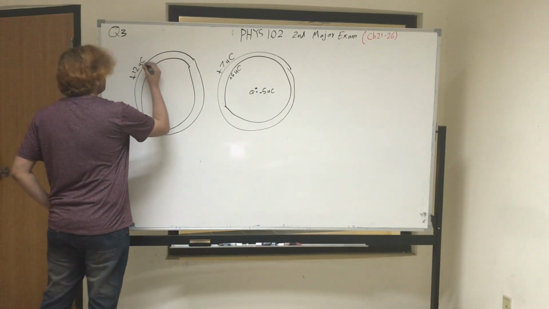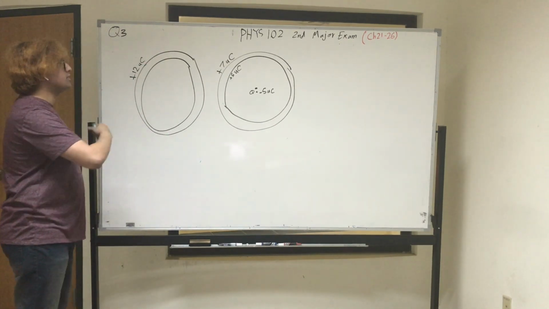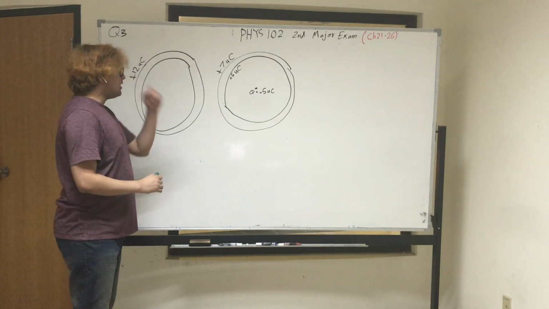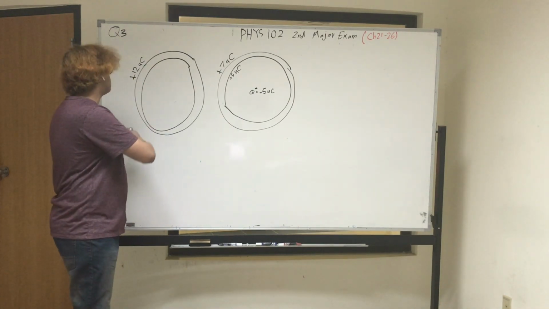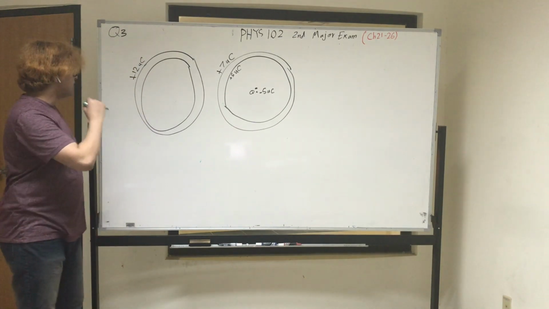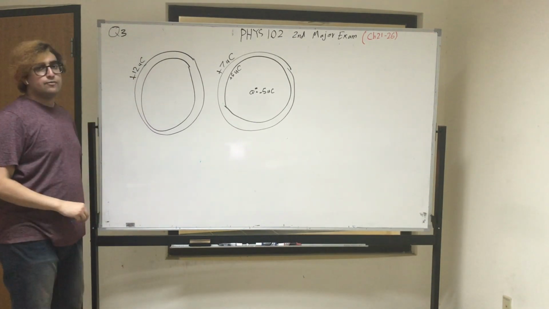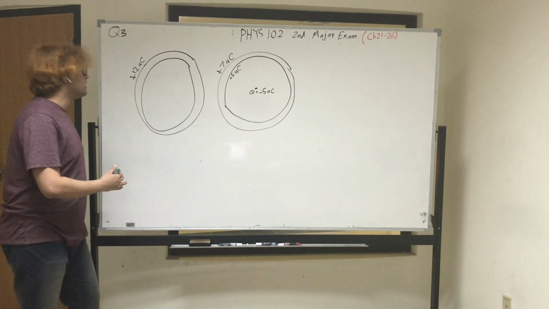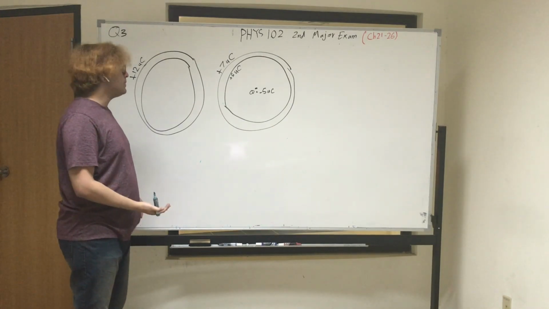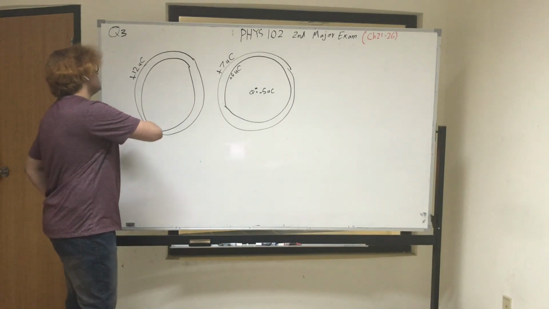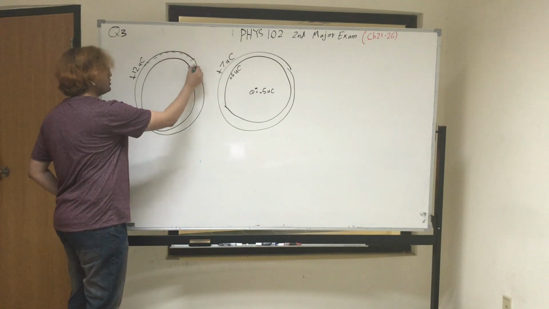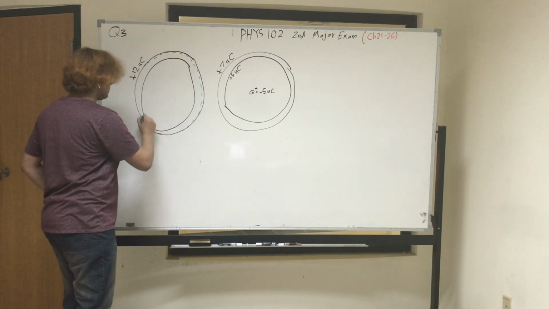So the question says that we have a spherical conducting shell, and this shell has a charge of 12 microcoulombs. And we know that if we have a charged conducting shape, then the charge is going to accumulate on the surface. Like the charge is going to be on the outer surface of our shape.